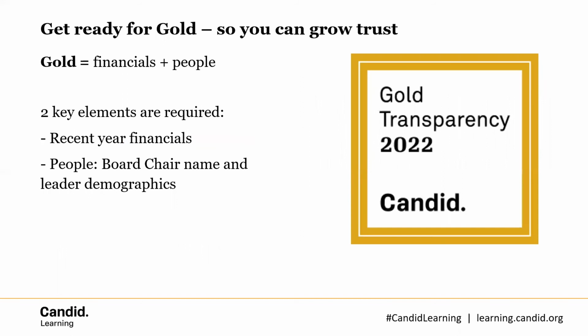Let's talk about gold. Gold focuses on 2 things, your financials and your people, specifically your board and your leader demographics. So for the financial stuff, you can share your recent year financials, so an audited financial statement from 2020 or 2021. You can also manually enter in financial information, and details required here are usually things you share on your tax form, so total expenses, assets, things you might just have on your tax form already, and you can just enter them in instead of uploading the whole file. If you upload an audited financial statement, you can still also fill in the manual fields.